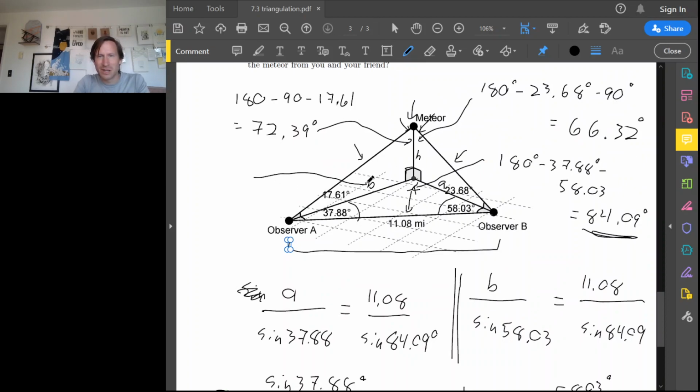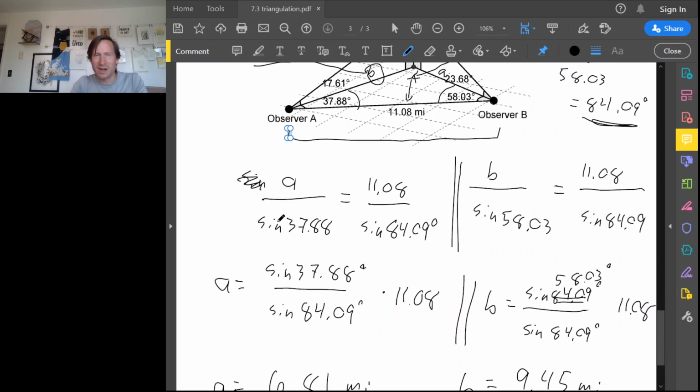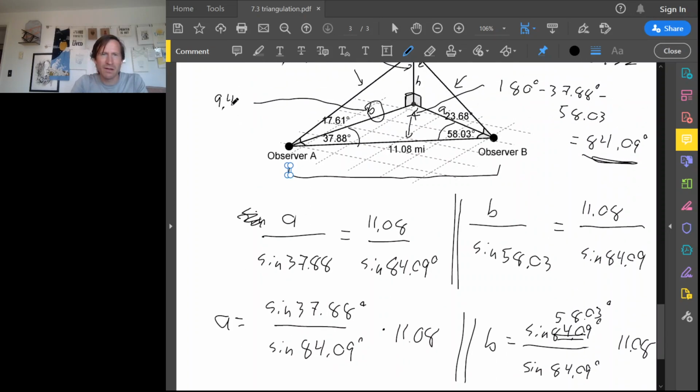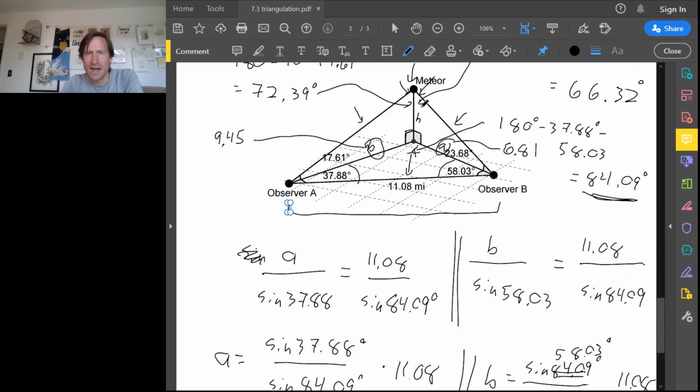So now we know B, that was 9.45 miles, and A, that was 6.81. Okay. And we want to find this vertical side H. Well, it looks like we have some options, because this vertical side H is a part of two of the triangles in this situation. The vertical right triangle on the left, and the vertical right triangle on the right. So we could use either one. I'll use the one on the left, I guess.